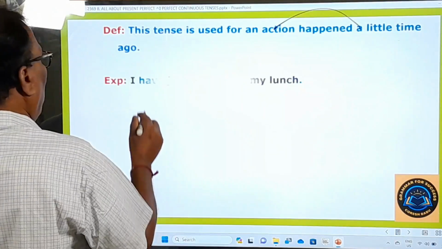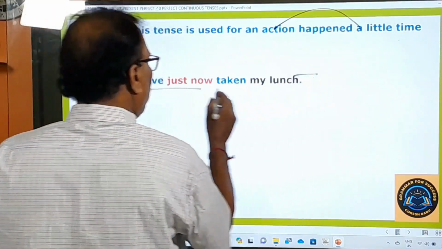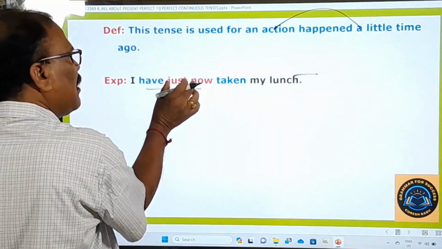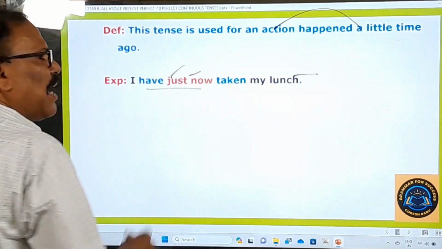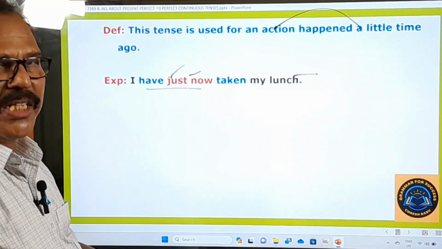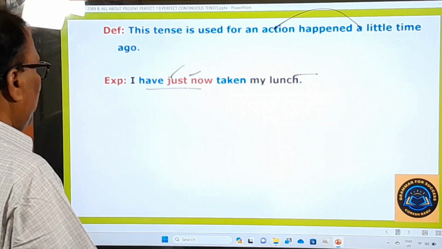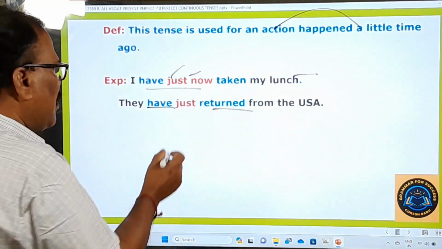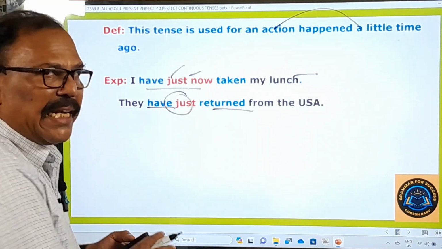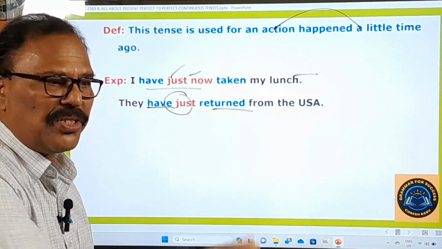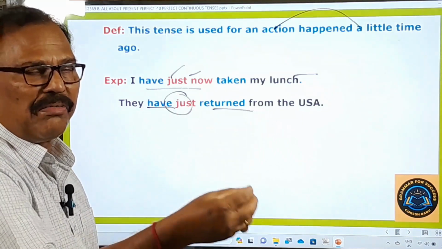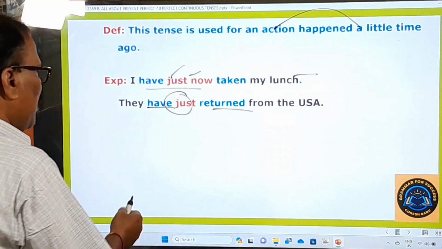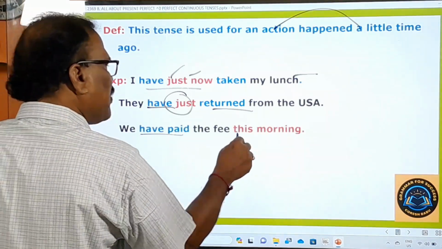Right. I have just now taken my lunch. This "just now" indicates that the action has taken place just a little time ago. And here, they have just returned from the USA. Just returned. What is this word indicating? That the action has taken place just an hour or an hour and a half ago. That's all. And, have paid the fees this morning.